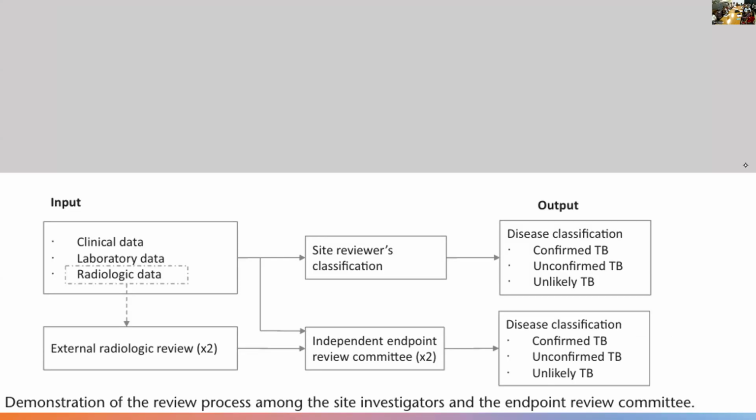So based on the clinical data, the lab data, and the radiological data, the site reviewer would classify them as confirmed, unconfirmed, or unlikely TB. For radiological data, they used two independent radiologists who were blinded to each other's interpretation. And finally, to add extra confidence to the review process, they took two independent endpoint review committee members, who would label the children as confirmed, unconfirmed, or unlikely TB. If they disagreed, a third reviewer was asked to review, and the majority was taken as the classification.